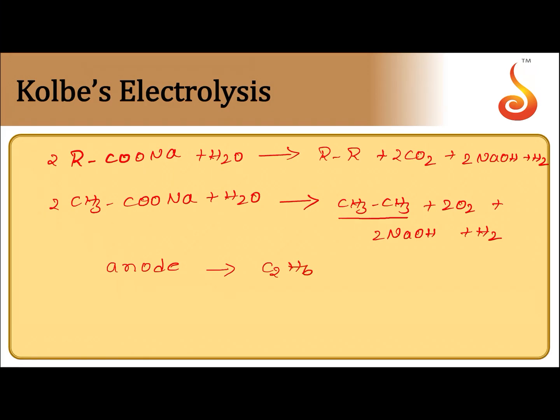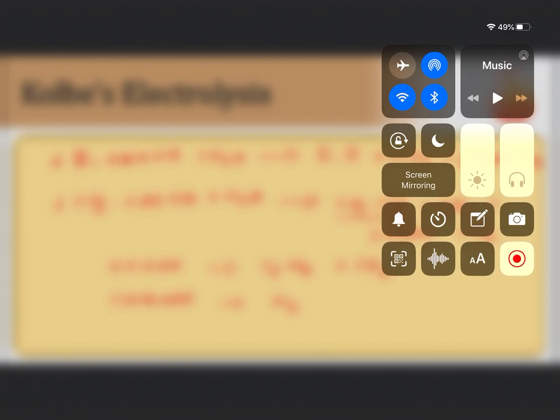Here at the anode, because it is electrolysis, ethane will be obtained, meaning hydrocarbon gas will be liberated at the anode and hydrogen gas will be liberated at the cathode. Hydrocarbon as well as carbon dioxide will be liberated at the anode and hydrogen gas will be liberated at the cathode.